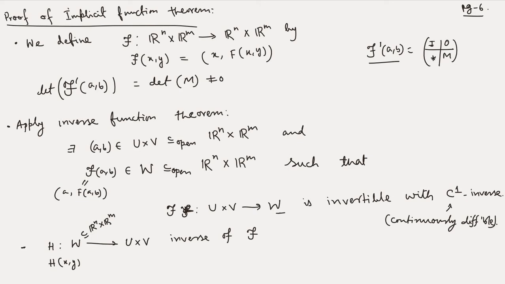So H of (x, y) should be of the form (x, k_x(y)), for some k from W to V. So k(x, y) is in V. And since the function H is C1, k is a C1 function, and (x, y) maps to k(x, y), which is in V. Now in the next step, let us move to page number 7.